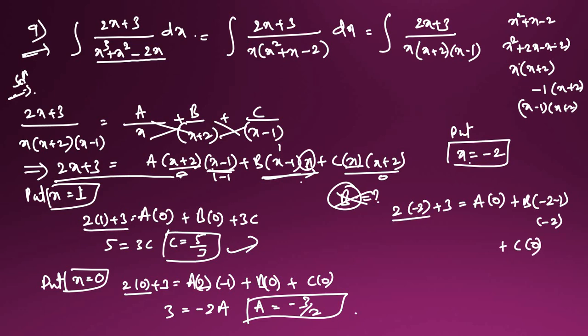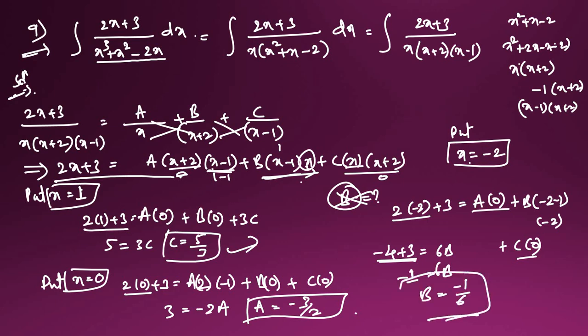So 2 into minus 2 is minus 4, minus 4 plus 3 is equal to here this one 0, and this will become minus 3. Minus 3 into minus 2 is 6, so 6b will come, and this is also 0. So here minus 1 will come, 6b is equal to minus 1, so b is equal to minus 1 by 6. So we got three values here.